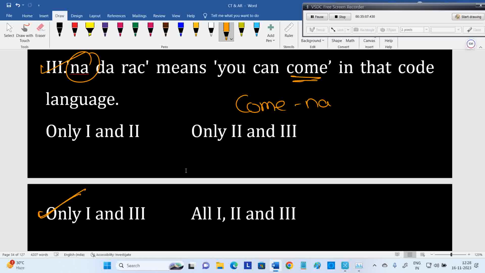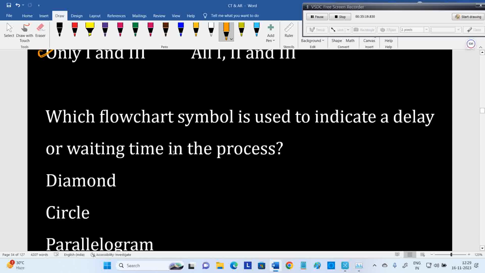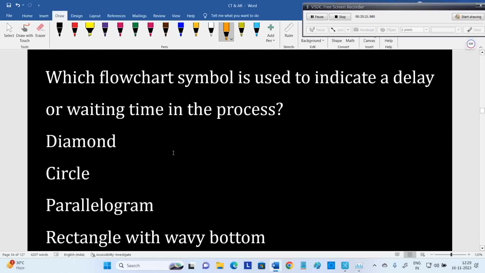You can recall, we are sticking to the syllabus: flowchart, critical thinking, data sufficiency, statements and assumptions, statements and conclusions, critical thinking only. Now let's see again, you have flowchart related theory. You need to suggest which flowchart symbol is used to indicate a delay or waiting time in the process. Diamond is for delay.